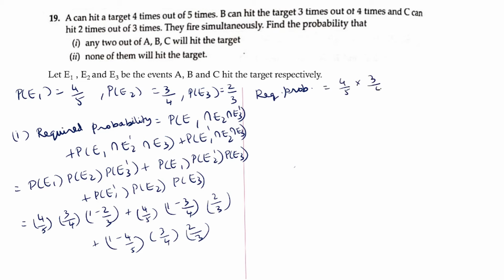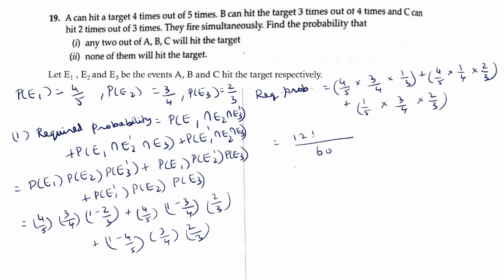4 by 5 into 3 by 4 into 1 by 3 plus 4 by 5 into 1 by 4 into 2 by 3 plus 1 by 5 into 3 by 4 into 2 by 3. So, this is equal to, if the LCM is 60, we have 12 plus 8 plus 6. So, it is 26 by 60, which is 13 by 30. So, probability that any 2 out of ABC will hit the target is 13 by 30.